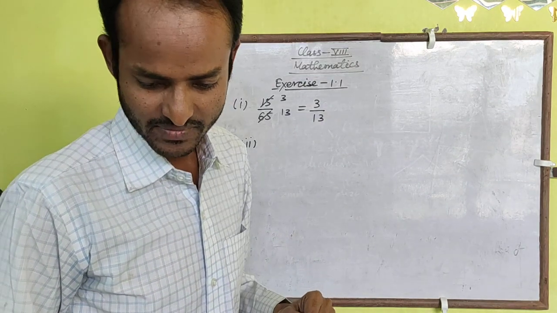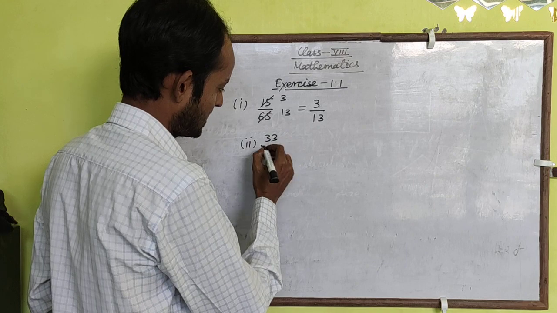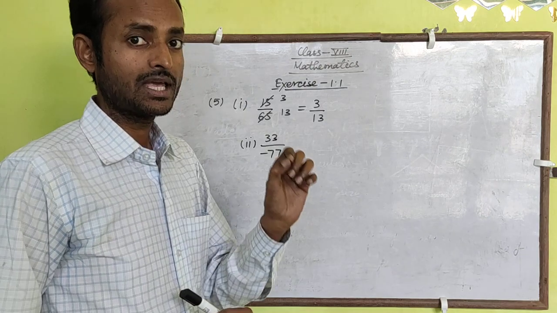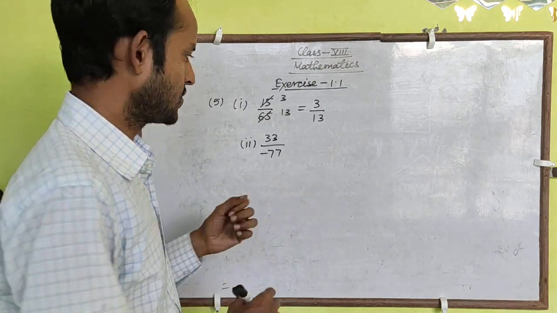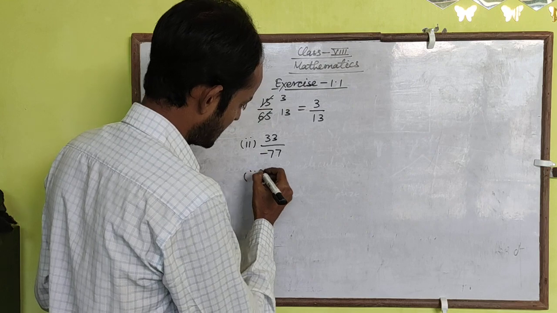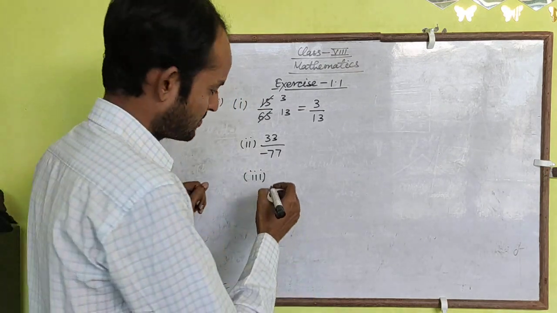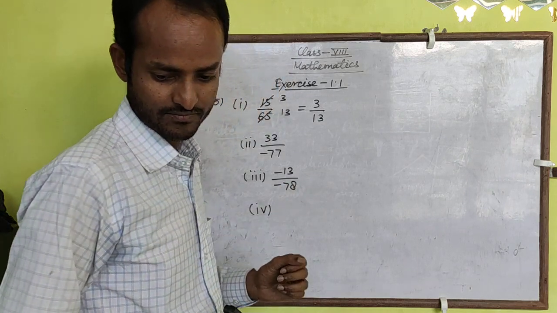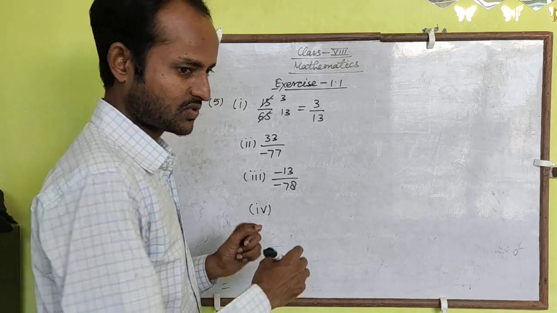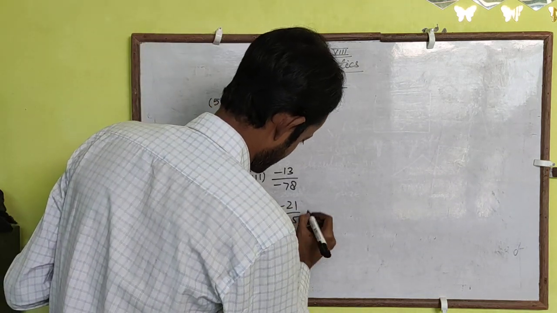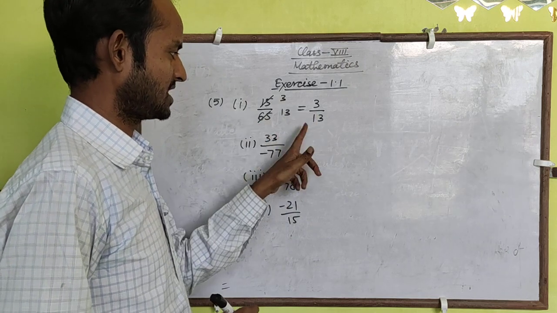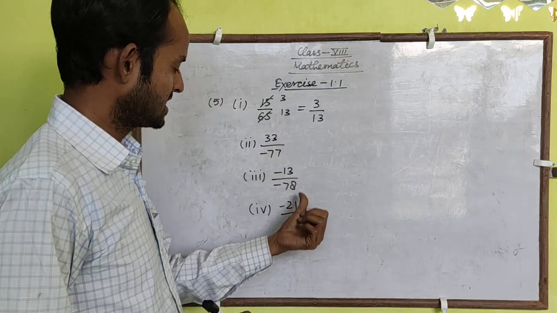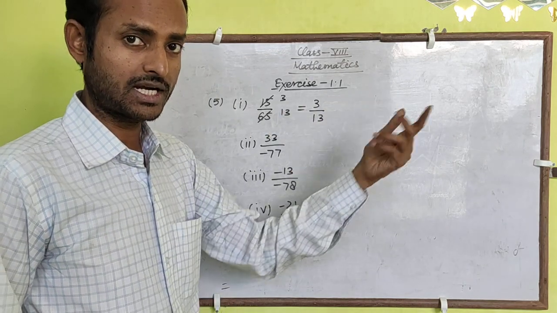Question number 2, this is 33 upon minus 7. You can cut both the numbers with 11. It is your hint. Question number 3, minus 13 upon minus 78. Question number 4, minus 21 upon 15. In this way, you can solve these remaining questions and get them in their standard form.